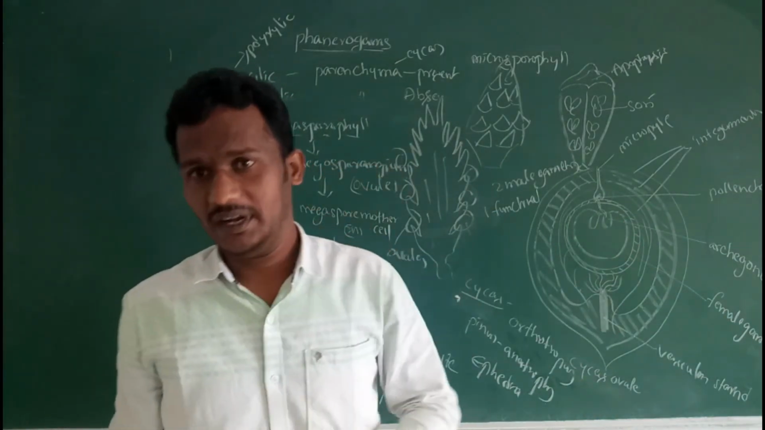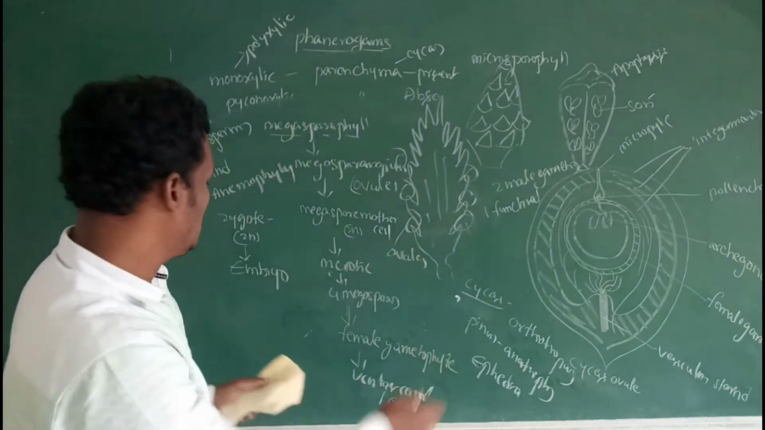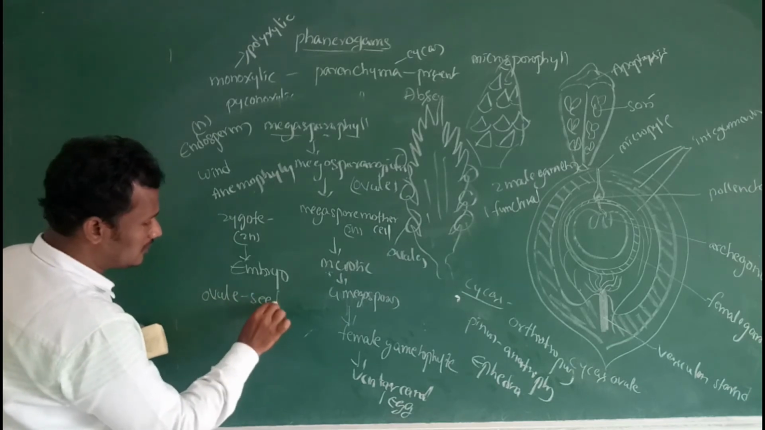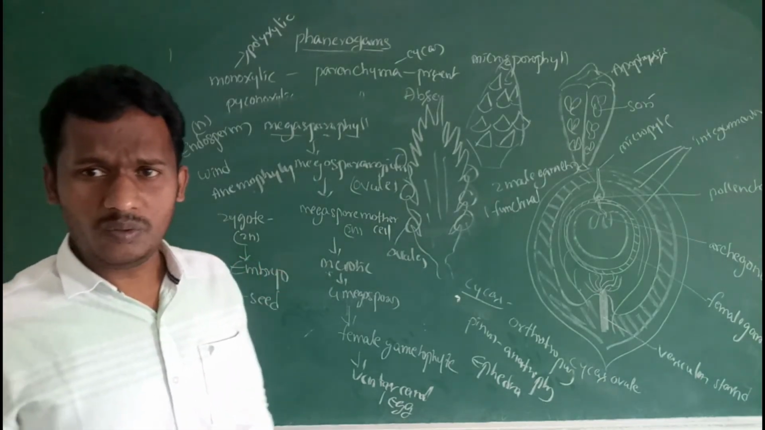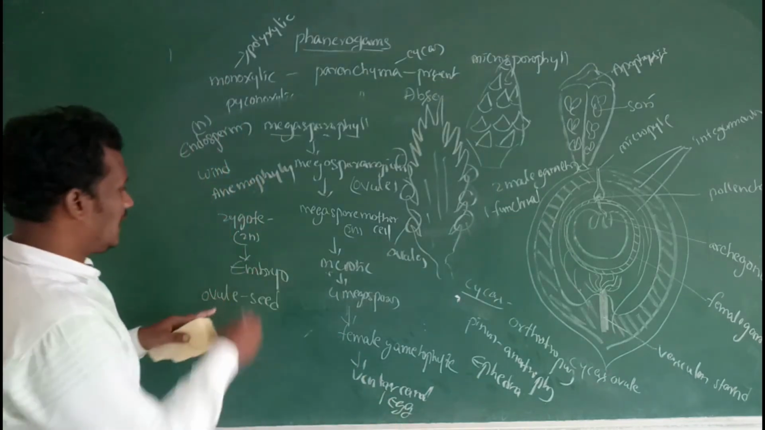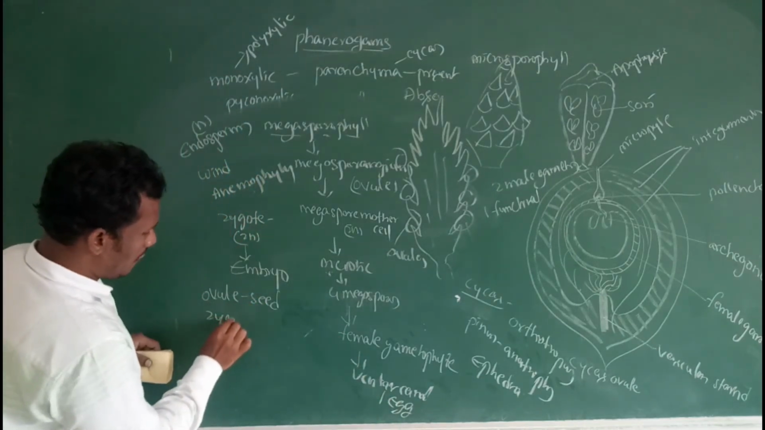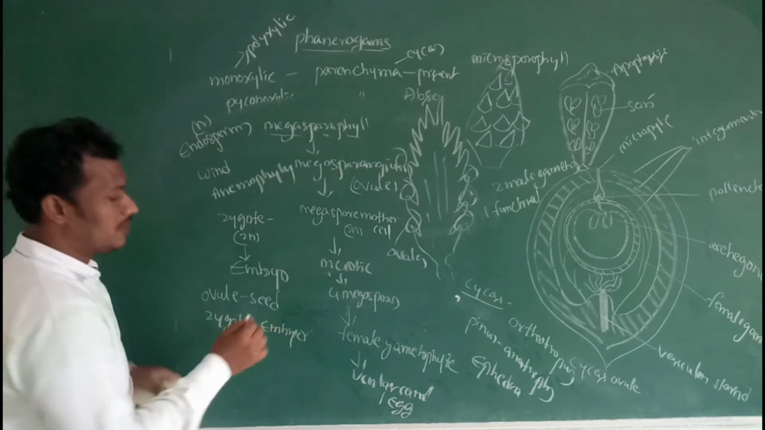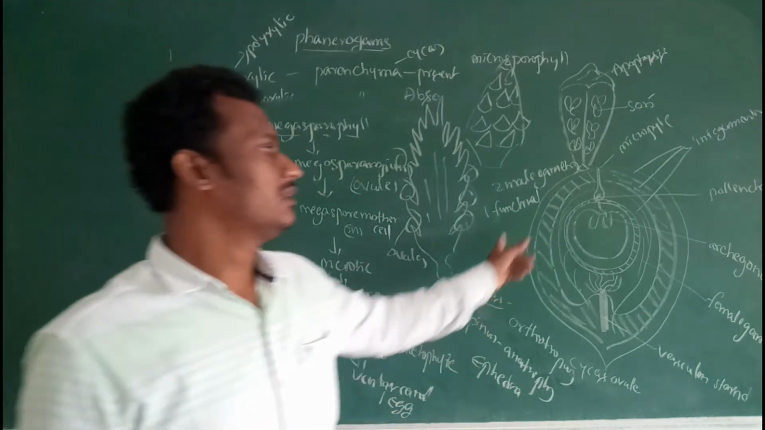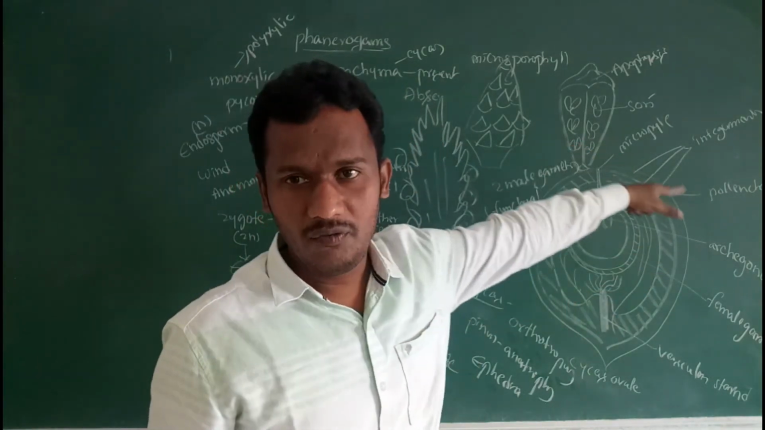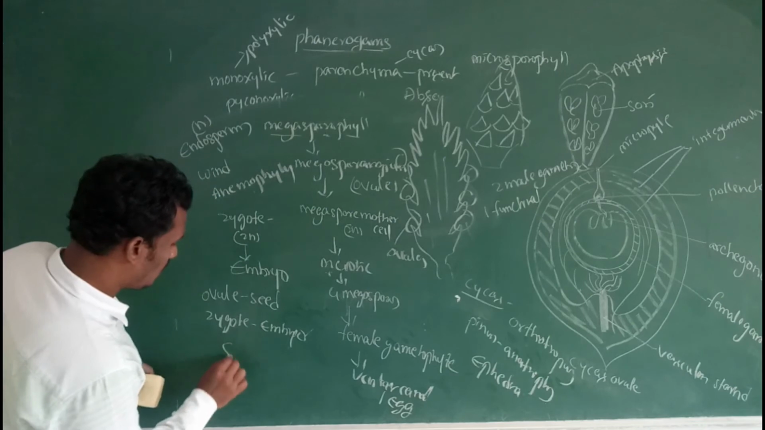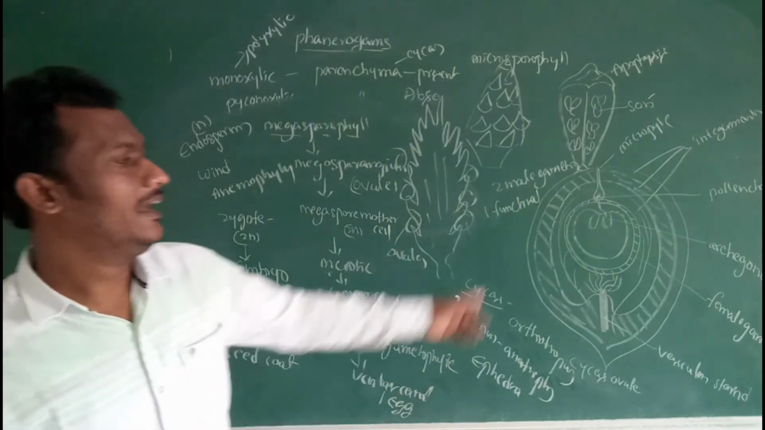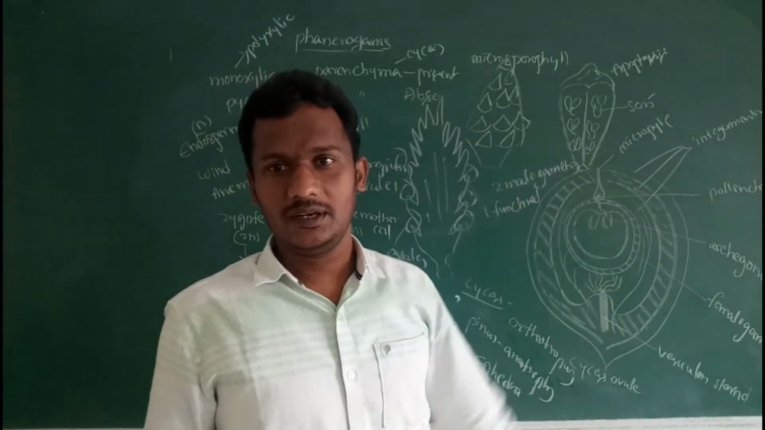So after fertilization, this ovule develops into a seed. Next, the zygote develops into the embryo. Then the integuments of the ovule develop into the seed coat.